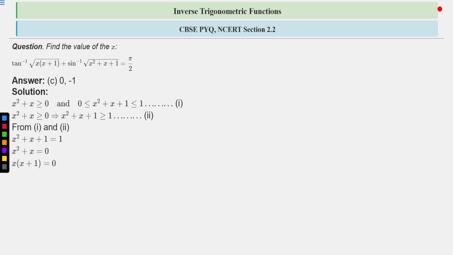So let us take x common. So x into x plus 1 will be equal to 0, and after solving this we will get x equal to 0 and x equal to minus 1, right? So x equal to 0 and x equal to negative 1 will be the right choice. Got it? Option C is the correct answer. Okay, let us move to the next question.